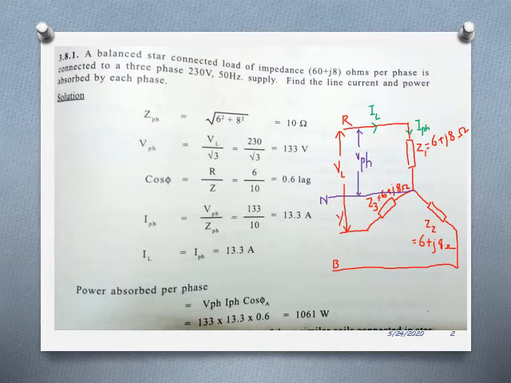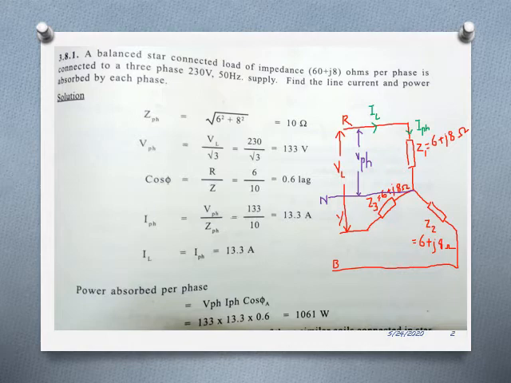We need to find the line current and power absorbed by each phase. So we have to convert the line value of voltage into phase value. In a star connected system, the relation between the voltages we have learned is VL is equal to root 3 V phase. Therefore, V phase is equal to VL by root 3. So 230 divided by root 3 gives 133 volt.